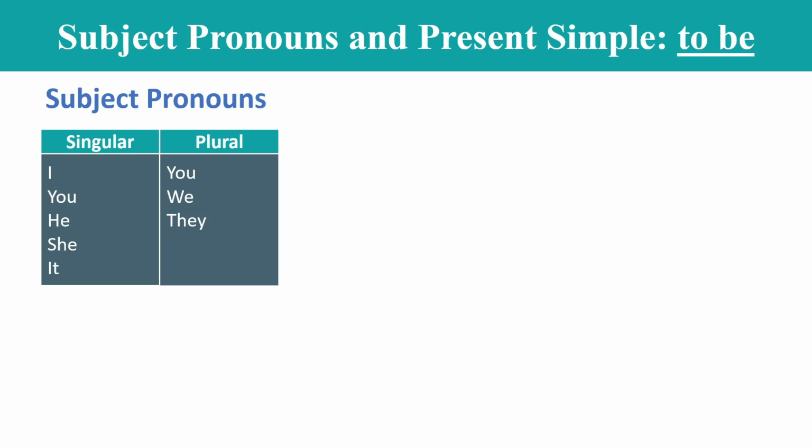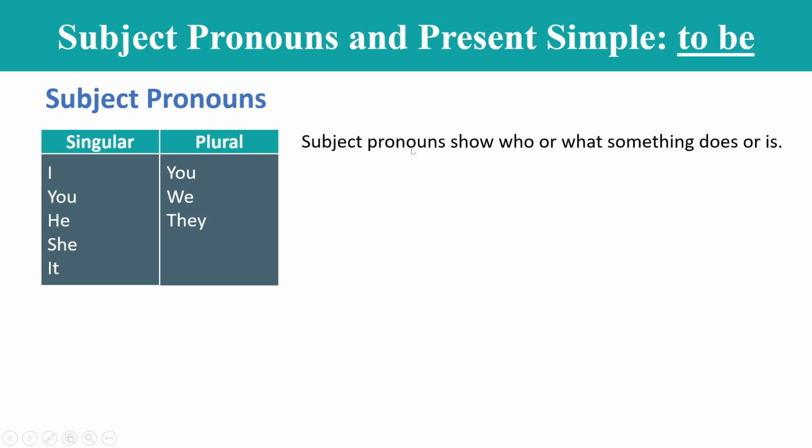Now, let's have a definition of subject pronouns. Subject pronouns show who or what something does or is. It means that subject pronouns actually describe the doer of an action, or describe who someone is or what something is. Let's see these two examples to make it more clear. She cooks dinner. In this example, she is the subject pronoun, which refers to the person who does an action, the person who cooks dinner.